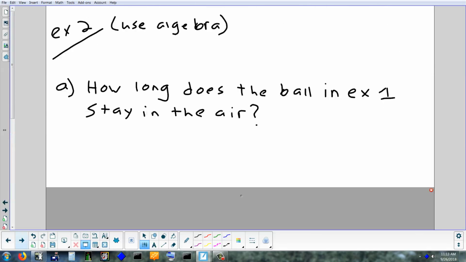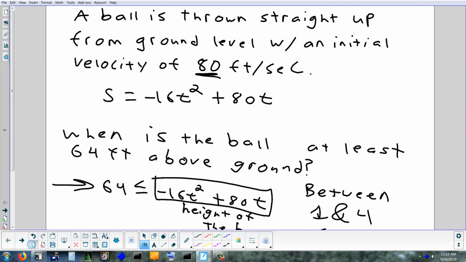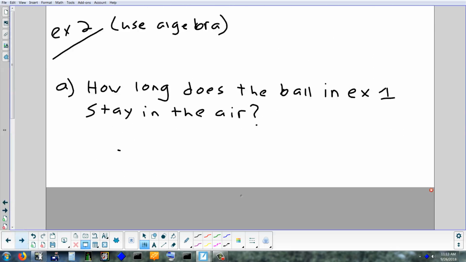All right, so now they want us to figure out how long the ball is in the air for. So if the ball is in the air, what does that mean about its height? As long as it's still in the air, the height is more than 0. So let's just take the equation we just had. The height of the ball is negative 16t squared plus 80t. And as long as that is greater than, well, technically it's greater than, because if you equal 0, that means your ball's back on the ground.